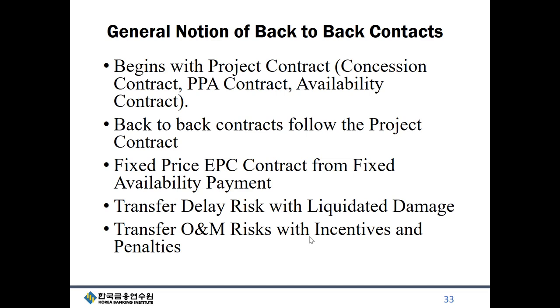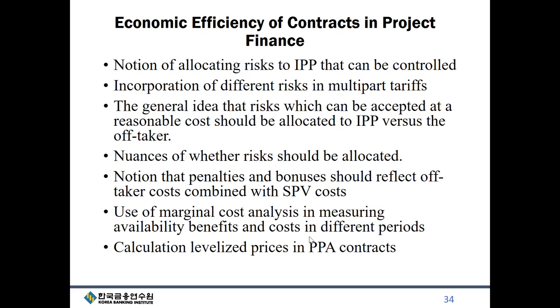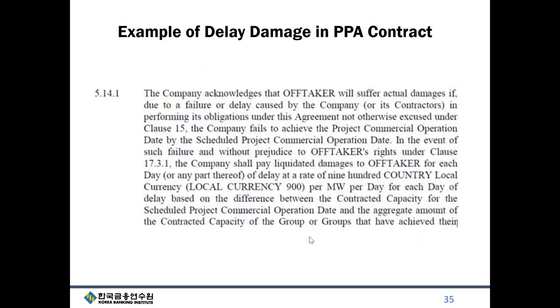And this idea of back-to-back contracts, and the idea of having a fixed price contract that corresponds to the availability contract, that's the problem with Eurotunnel again. What we'll do is figure out how to transfer all these risks, and then you leave the SPV insulated. The idea is you use these tariffs with different parts to give you a fixed and variable. If your variable costs go up, they're covered by a variable charge that goes up, and you have some bonuses and penalties.